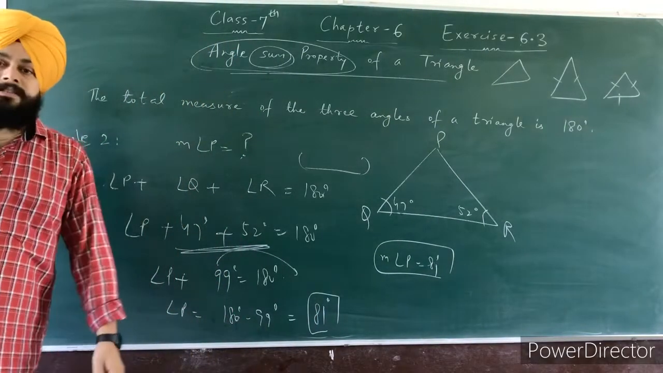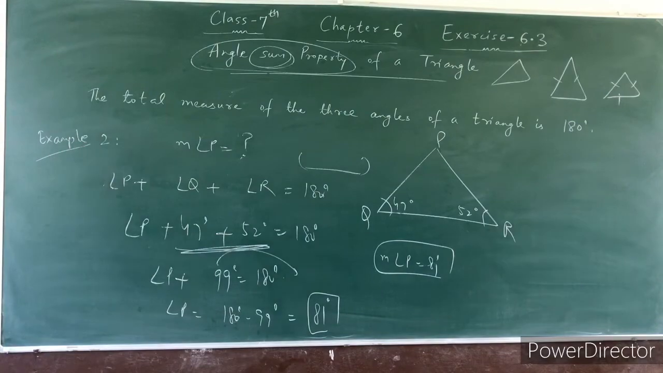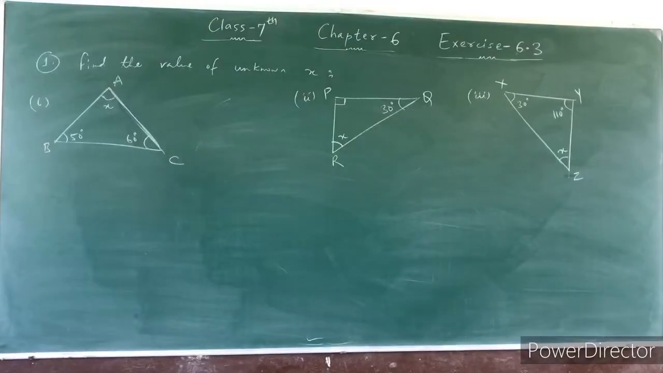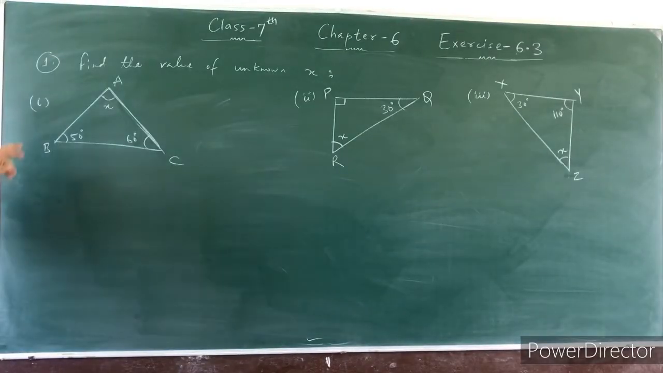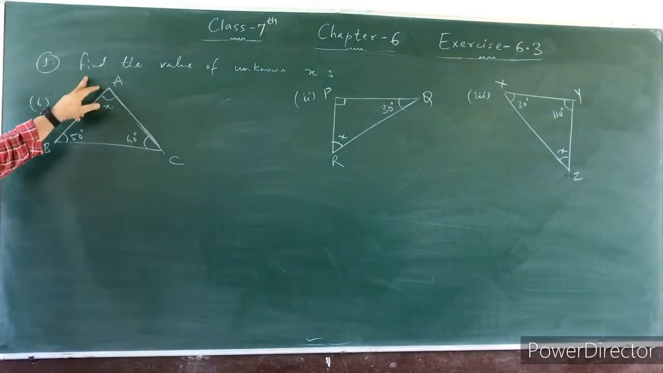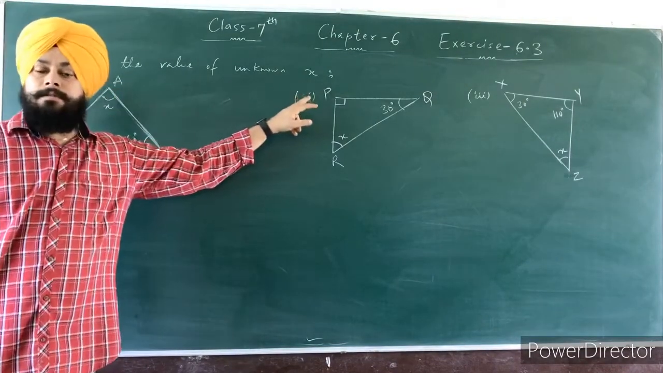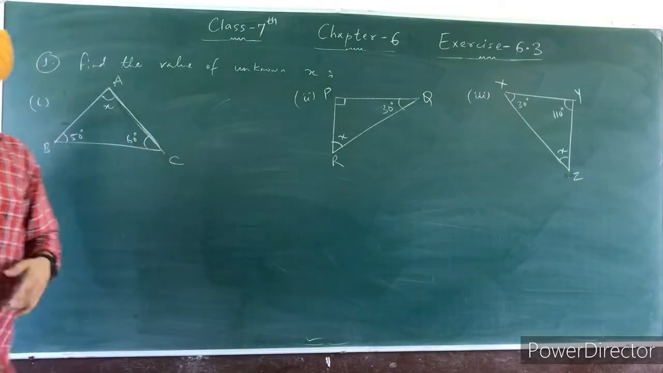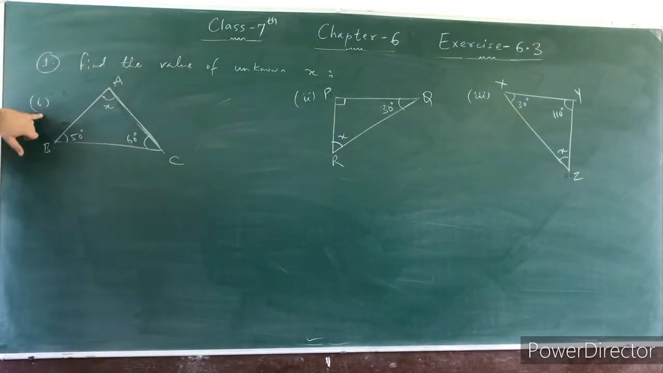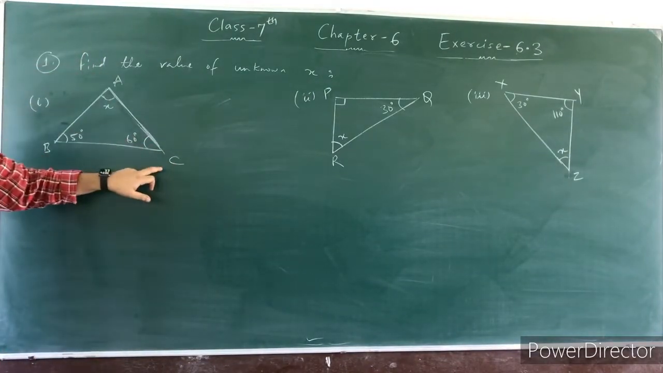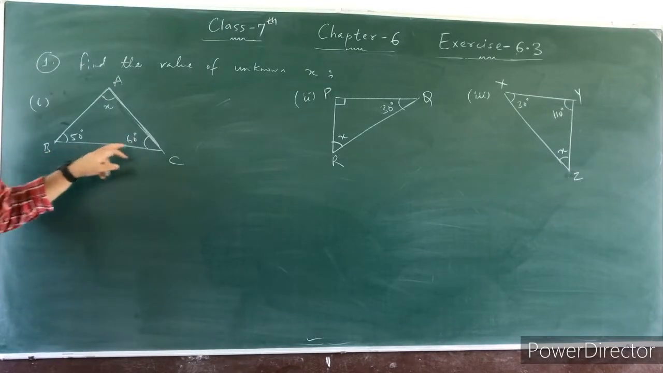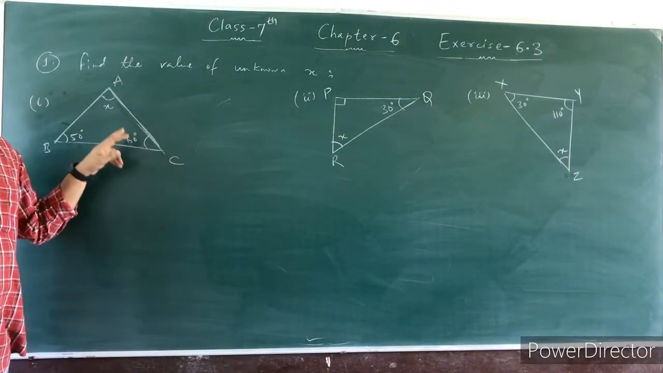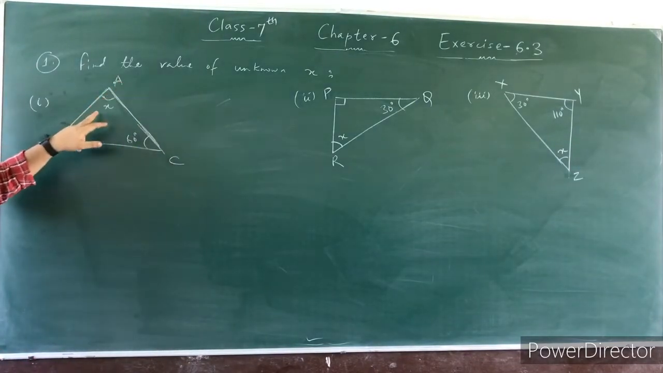Now let's start the exercise 6.3. This is the first question of exercise 6.3. Find the value of unknown x. So x is our missing angle. You can see here the first part, name of triangle is ABC. Measure of angle B is 50 degree. Measure of angle C is 60 degree. We have to find the measure of angle A, which is x.